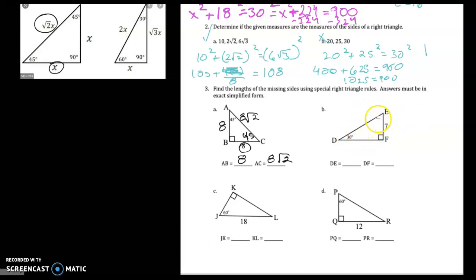This is a 30, 60, 90 triangle. So if we look at it, 30's at the top, 90's right there. And so we have X. This is X, because if we look at it, that's the bottom part. That's X. So the hypotenuse is going to be 2 times X, which is 14. And then the longer side on the left is going to be square root of 3 times 7.